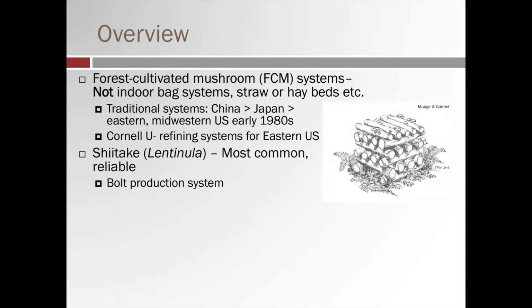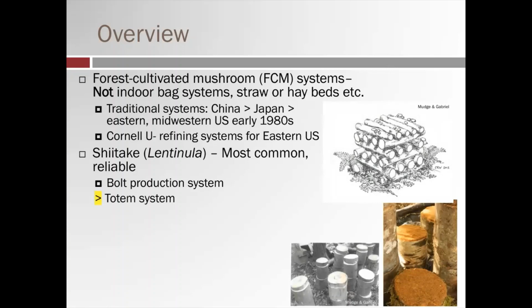There are four main species that we're going to talk about when we talk about these specific systems. First one is shiitake. This is the most common, and it's the most reliable producer, and it's typically produced on what's called a bolt production system, which is depicted right here in this picture. It can also be produced on systems called totem systems, depicted down here, which use larger diameter logs than bolts, but typically they're produced on bolts.